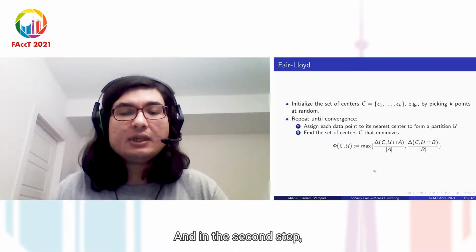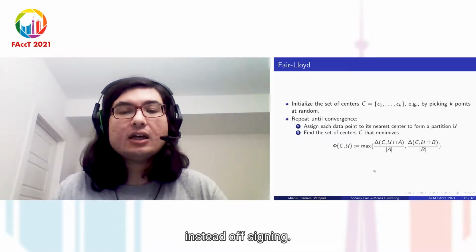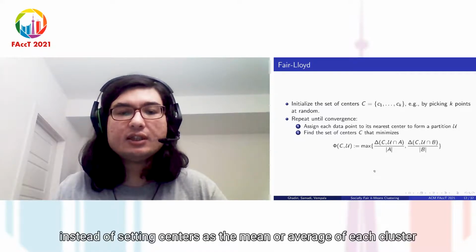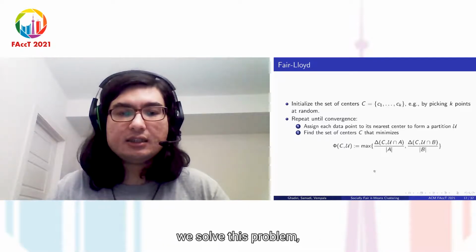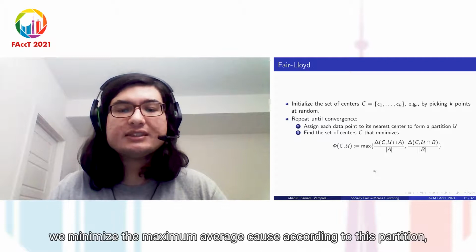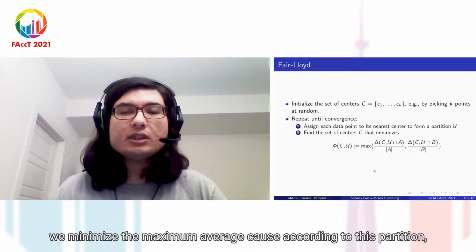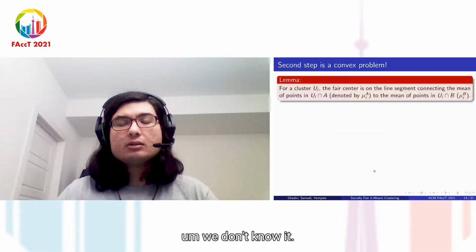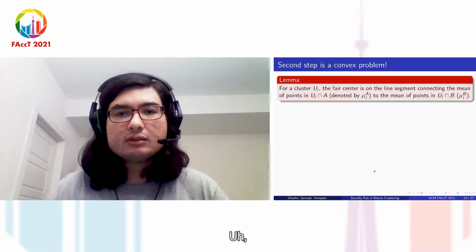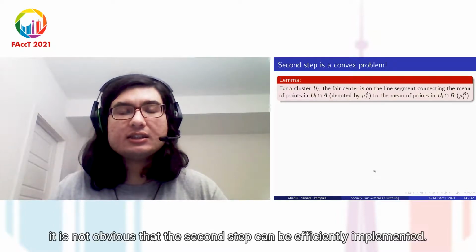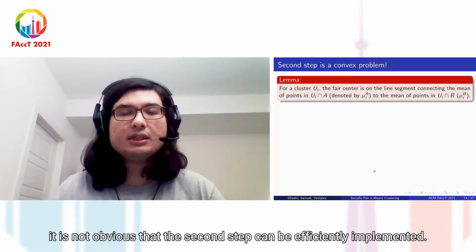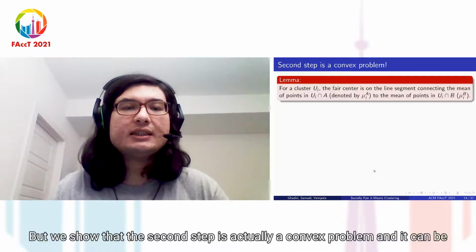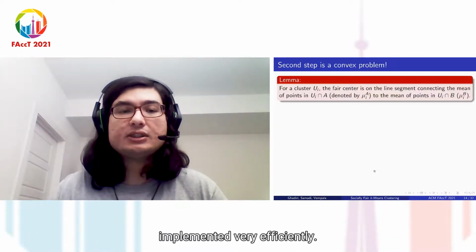And in the second step, instead of setting centers as the mean or average of each cluster, we solve this problem. We minimize the maximum of average cost according to this partition U. At first look, it is not obvious that the second step can be efficiently implemented. But we show that the second step is actually a convex problem and it can be implemented very efficiently.